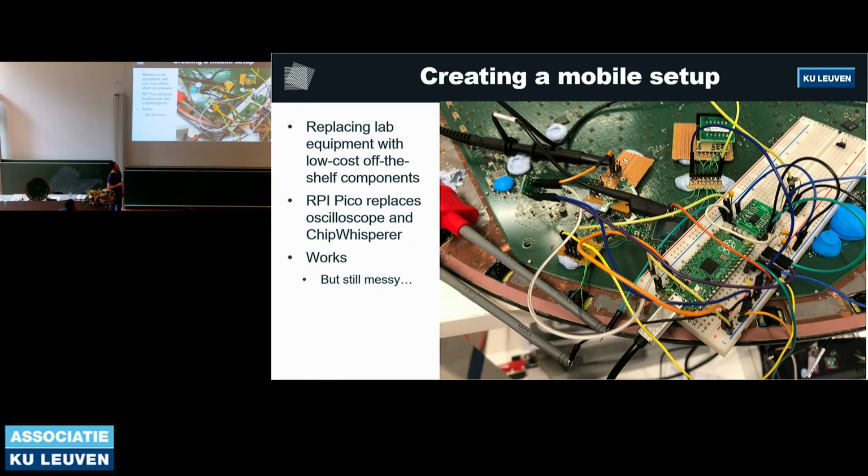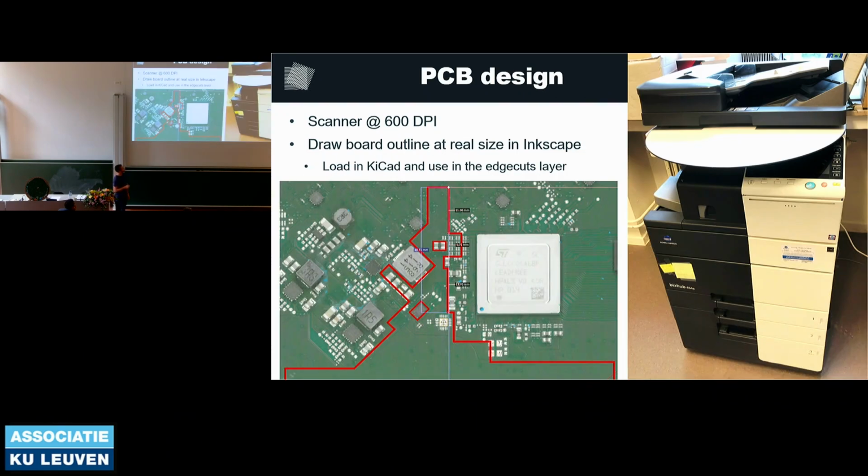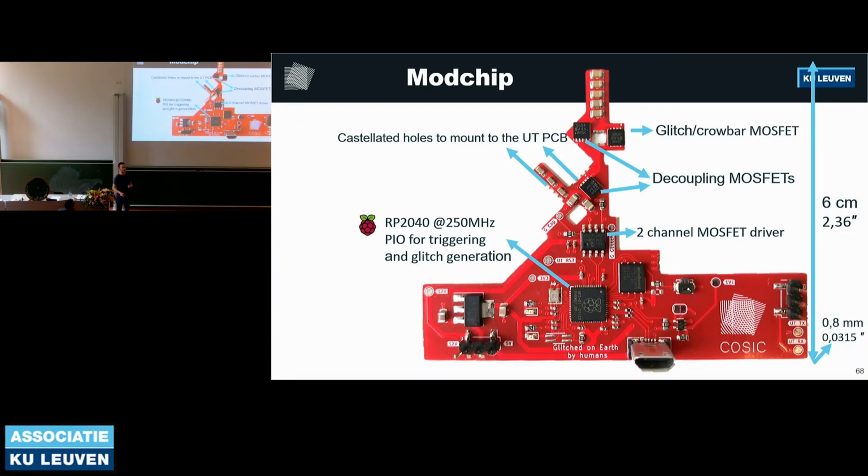So what we did was we tried replacing the oscilloscopes and all of the fancy equipment with cheap off-the-shelf components. This is a Raspberry Pi Pico microcontroller. This board costs like $5 or $7. And we're going to attack the chip like this. This was the first setup that worked, but still quite messy. So we made a custom PCB. I put this terminal under a flatbed scanner, made a high-resolution scan, and then in Inkscape, I traced the board layout. You can import this into KiCad and then design a PCB. So this is the final result.